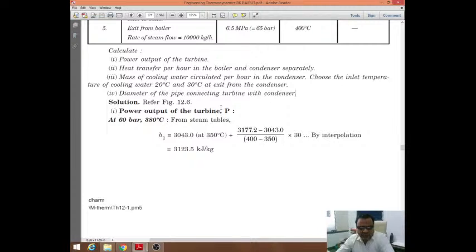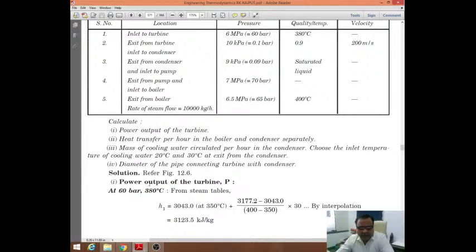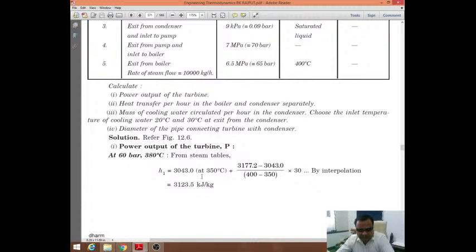Let us first find out the power output from the turbine at the first condition, that is 60 bar and 380 degrees Celsius. The enthalpy from the steam table is determined by using some interpolation techniques. Directly you can do it from the property tables, of course, the steam tables, and it is equal to 3123.5 kilojoules per kilogram. So this is where you need to use the Mollier diagram or steam table.